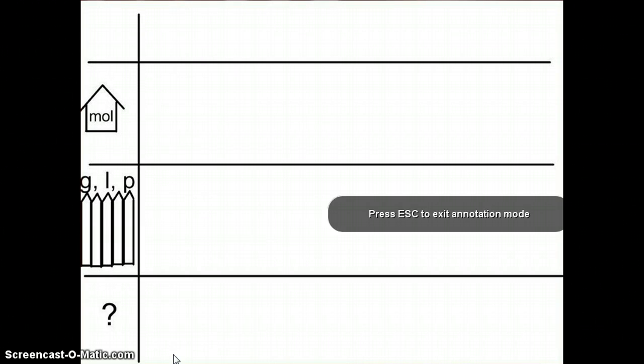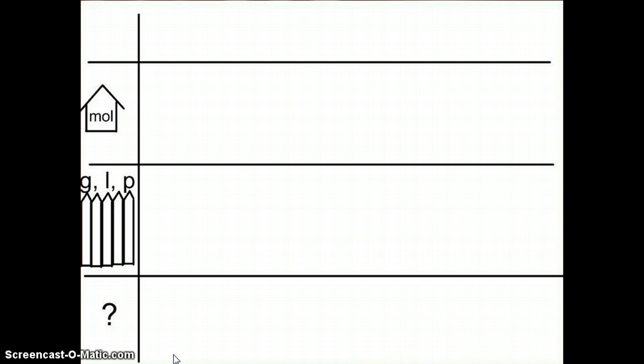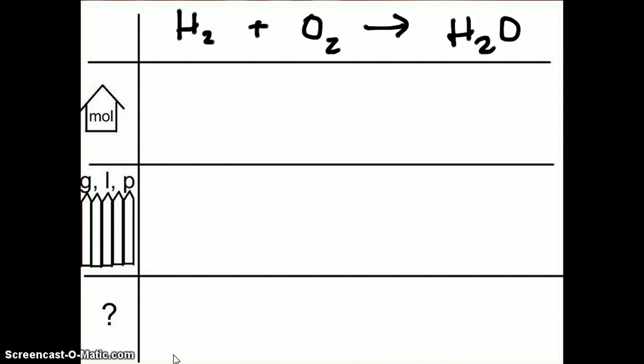Okay, and I'm going to turn on my drawing pad here, and I hope you will bear with me. I'm just learning how to kind of write on this thing. So we're going to start off with the equation that we just looked at, which was hydrogen gas and oxygen gas reacting to form dihydrogen monoxide or water. So we have H2 plus O2 reacts to form H2O.